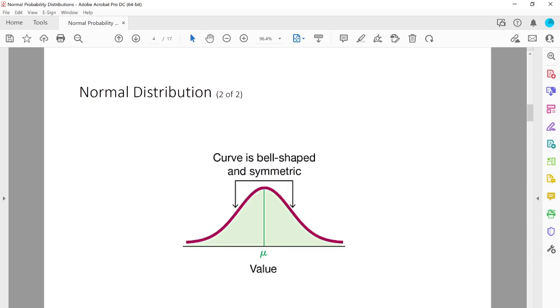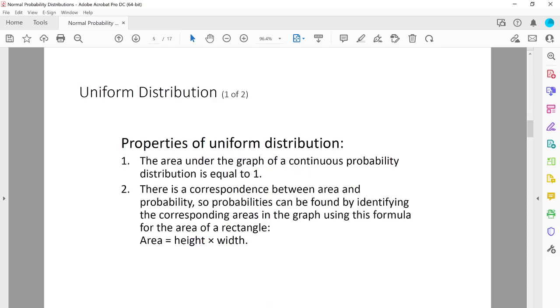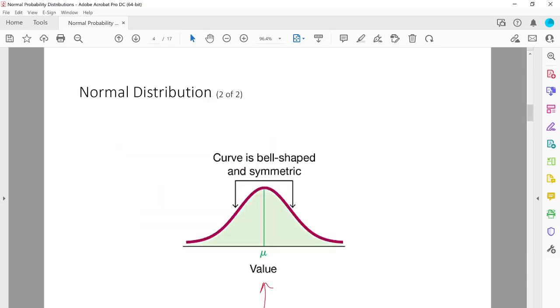The meaning of this is, if you collect the data and it's a normal distribution, and if mu is your average value, then you would see half of the data on the left side and the other half on the right side. Eventually it will give you this bell-shaped symmetric curve. Symmetric means the same image on the left and right side. Okay, so that's the normal distribution.